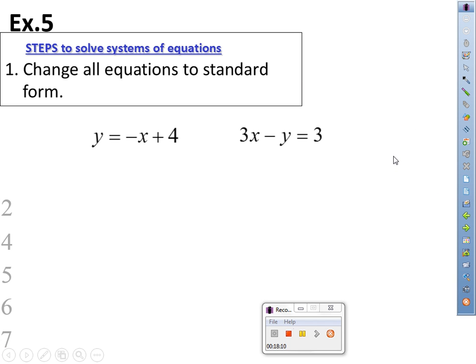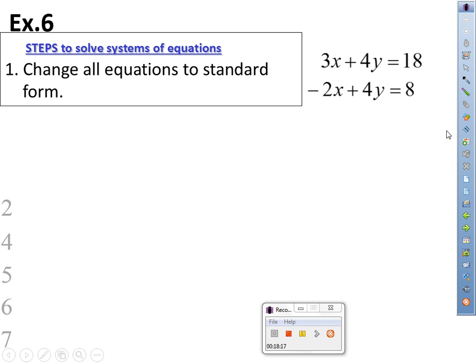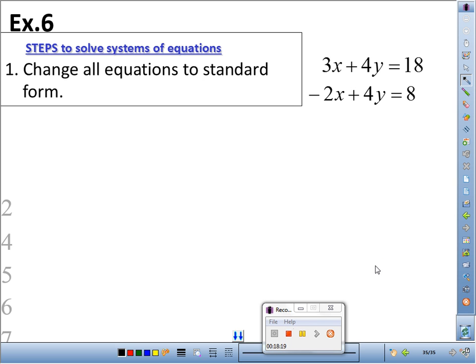Copy this one, please. No, this is the simple one. Here we go. Copy this one. Solve the system. 3x plus 4y equals 18. Negative 2x plus 4y equals 8. Just copy it, and we'll analyze it. Ponder on it. We'll admire it, analyze it, and then we'll move on.